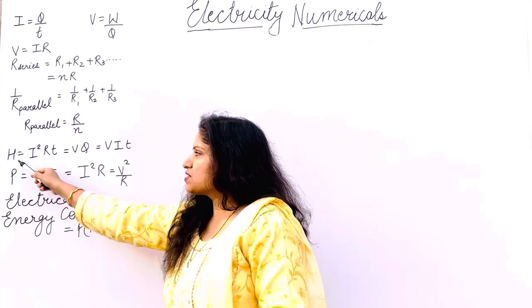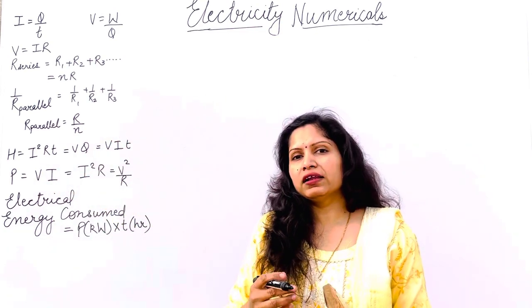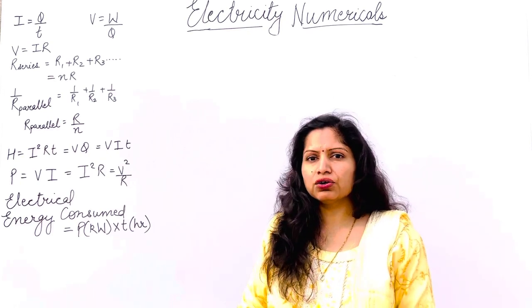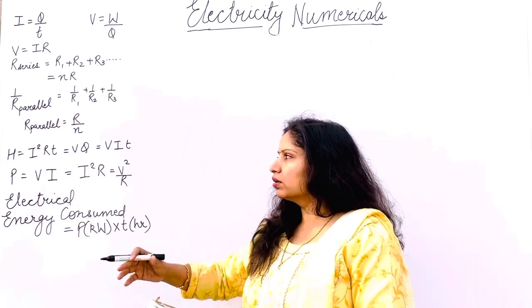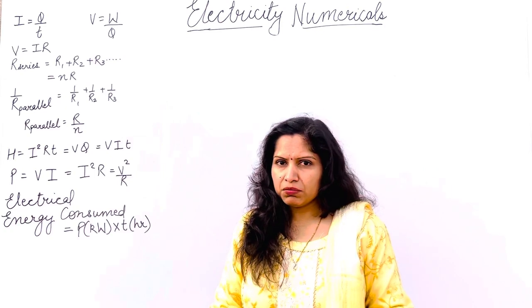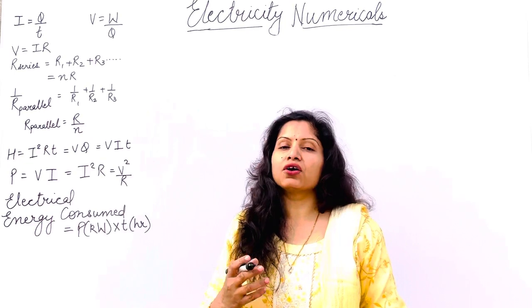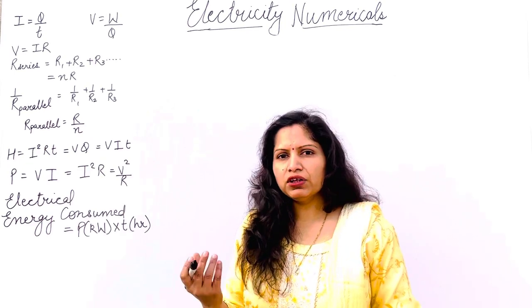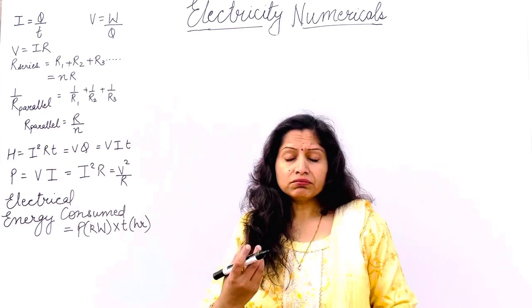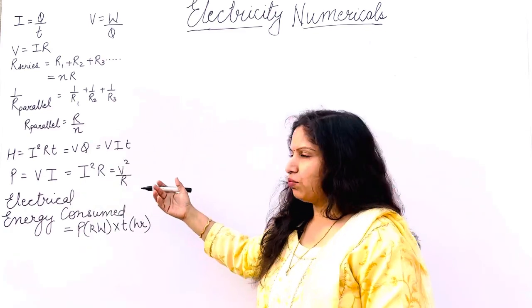Then we have seen H is equals to I square RT, means the heat generated in a conductor, or we call the electricity, the electrical energy that is moving on in a conductor, or we can even be saying that the work done in the conductor is equal to H is equals to I square RT. Remember, heat, work, energy, they have the same SI unit because they are all interconvertible. So whatever the question is asking, whether they are asking you about heat or energy or about the work done, you can use the same formula.